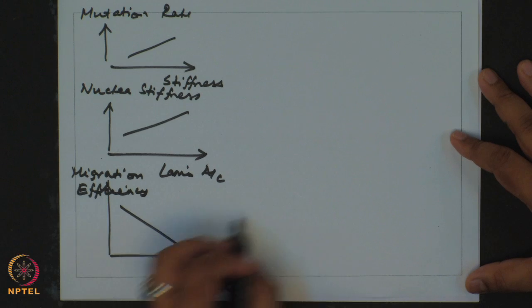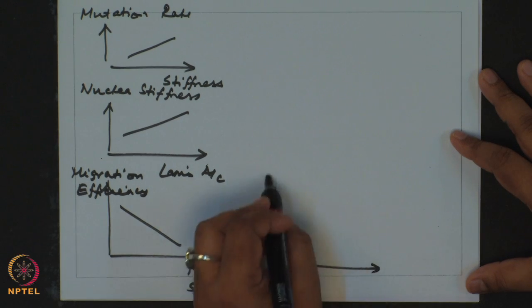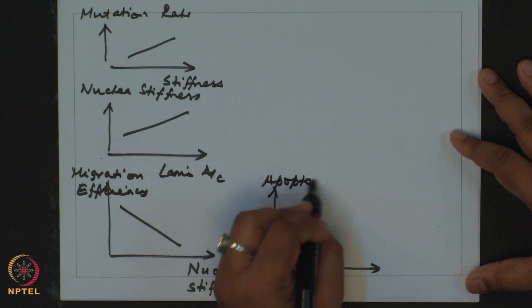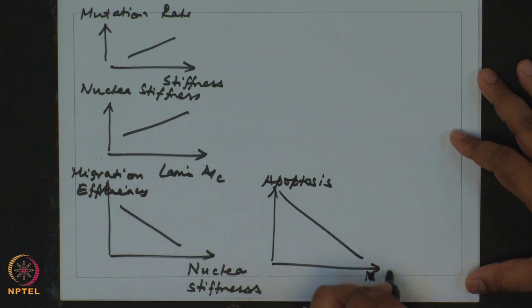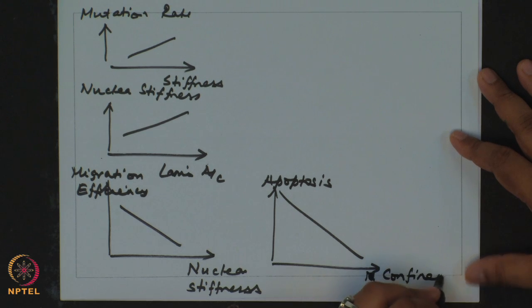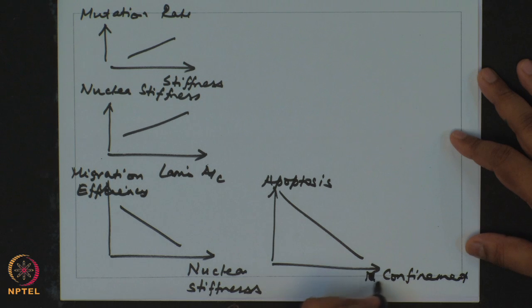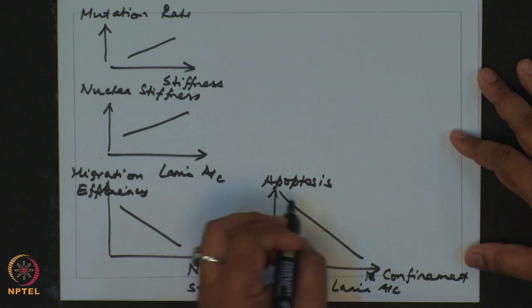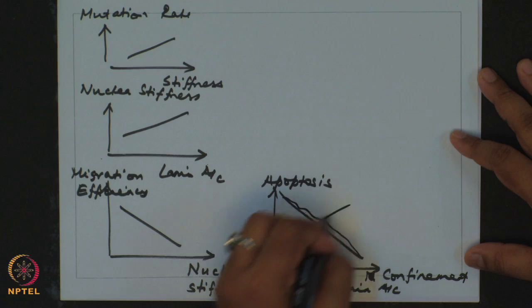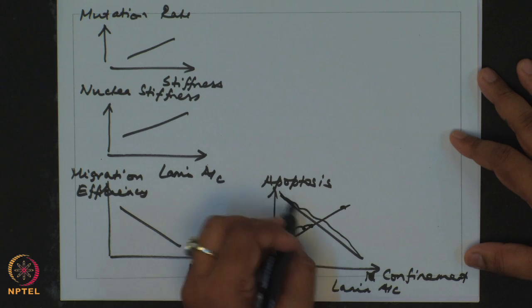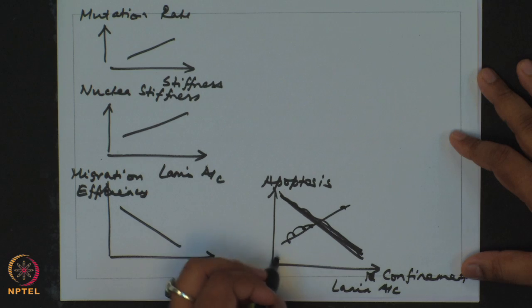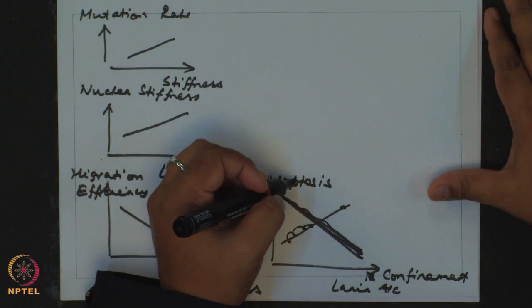And not just this connection, you also have higher apoptosis with increased nuclear stiffness, increased amount of confinement, and when lamin AC levels are low. Sorry, this is the other way around. Okay. So, no, this is right only. If you have low lamin AC levels, you have a higher amount of apoptosis.